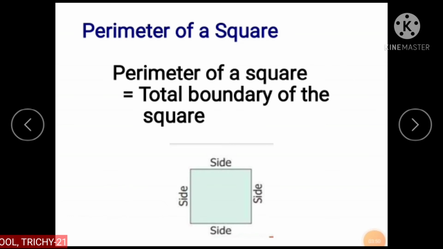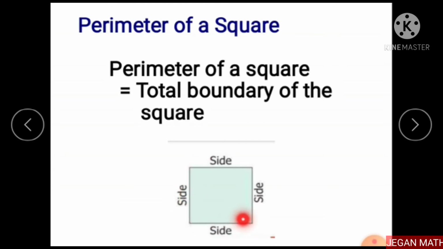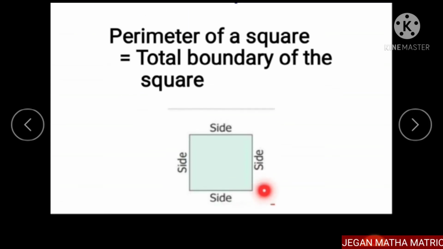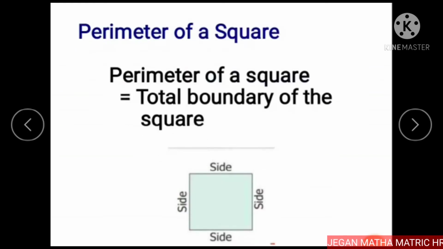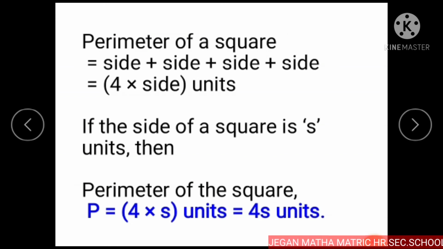Perimeter of a square. Perimeter of a square equal to total boundary of the square. Side plus side plus side plus side equal to 4 into side units. If the side of a square is S units, then perimeter of the square P equal to 4 into S units or 4S units.